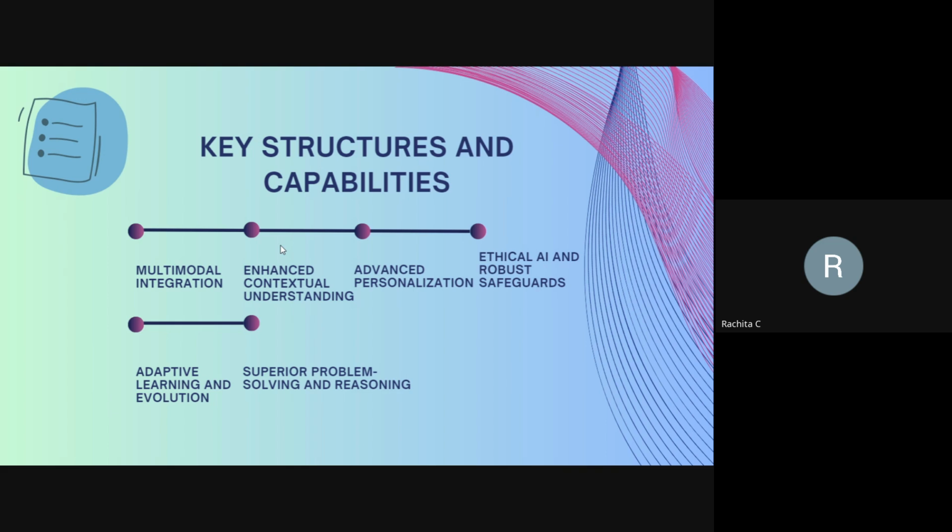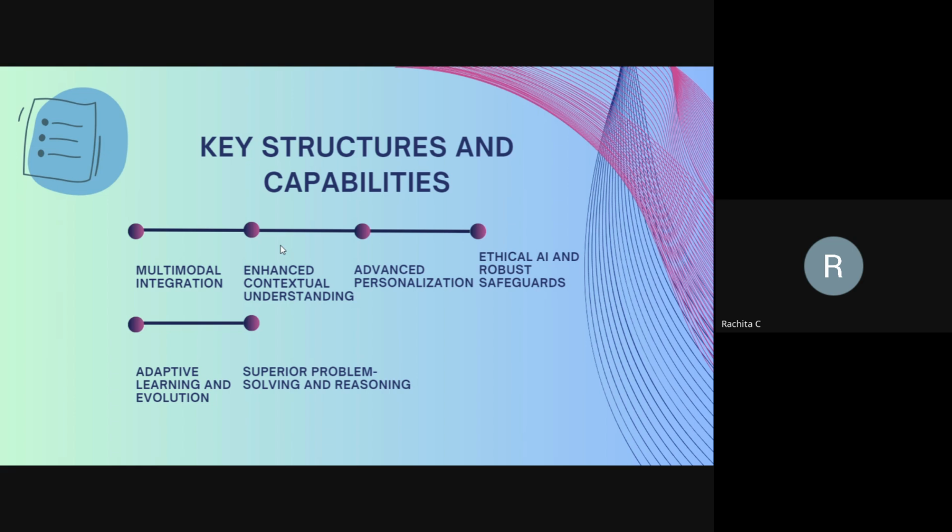And then we have adaptive learning and evolution. In the whole environment where the user and the model are having a conversation, there is always a need for adaptive learning. That means if the user wants to change the context, or move the response in a certain direction, this GPT model responds well to all of these things.